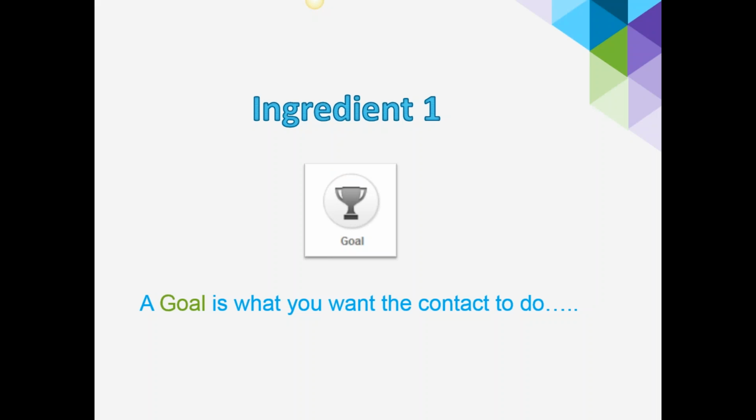The first ingredient is a goal, and a goal is represented in Infusionsoft with a circle. A goal is what you want the contact to do. It's like a trigger, but I didn't want to put a gun there, so I put the little circle. It's what you want the contact to do or what you want the contact to accomplish.